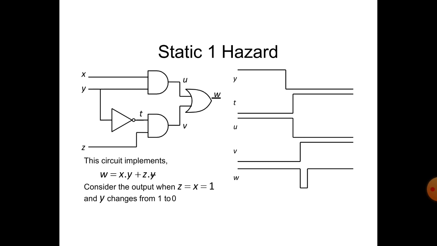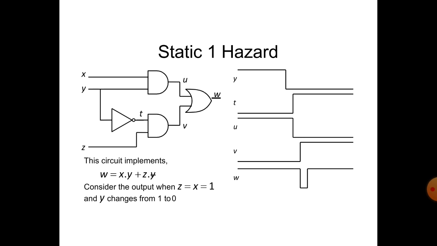an OR gate. The AND gate performs the multiplication operation, the OR gate performs the addition operation. Here we have two inputs X and Y, which will be given to the input of the AND gate, and the output of the AND gate will be given to the input of the OR gate. In the second AND gate, we have the complement of Y, and input Z will be given to the second AND gate. The output of the second AND gate will be given to the second input of the OR gate. That output will be W.